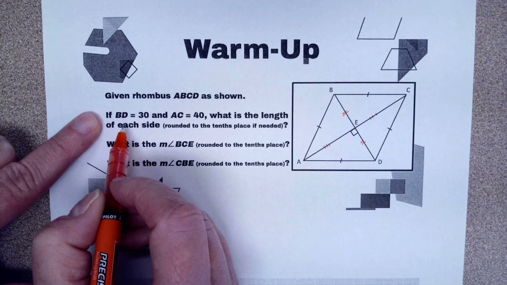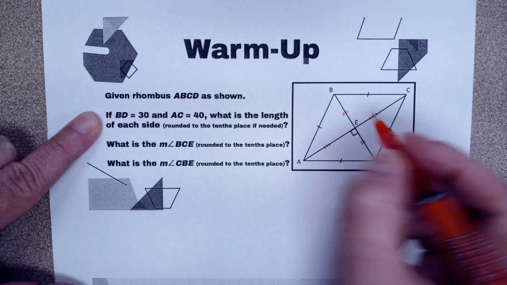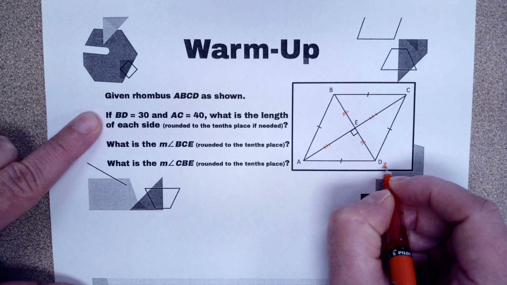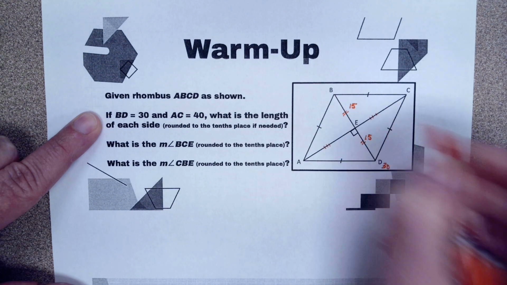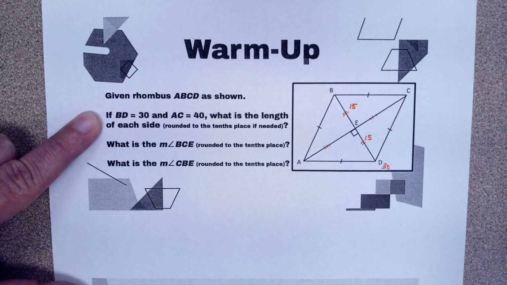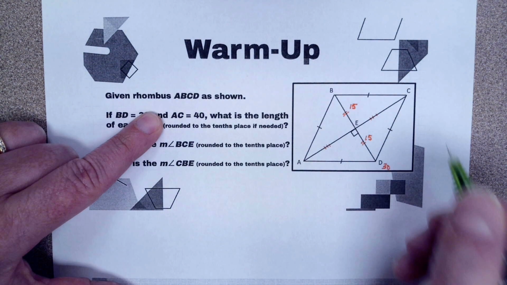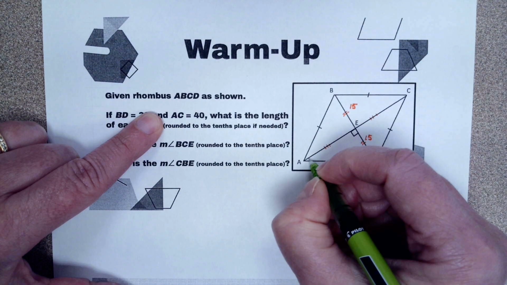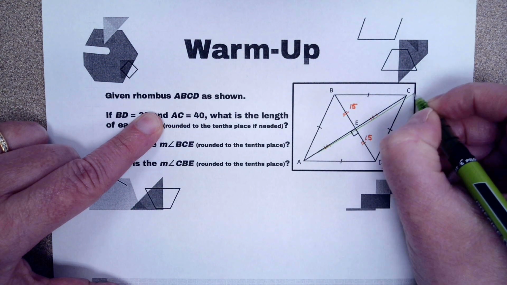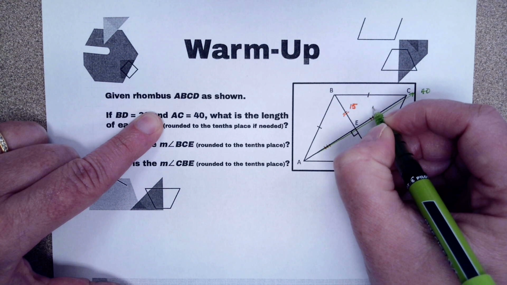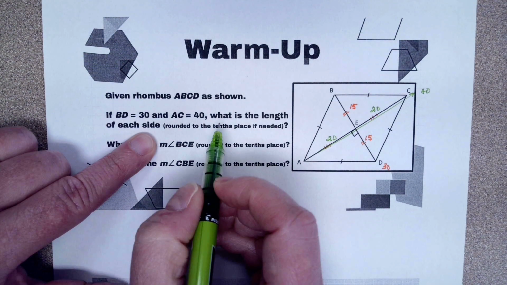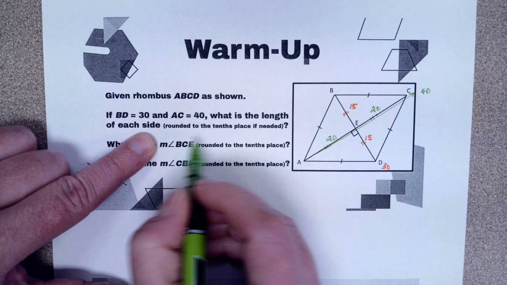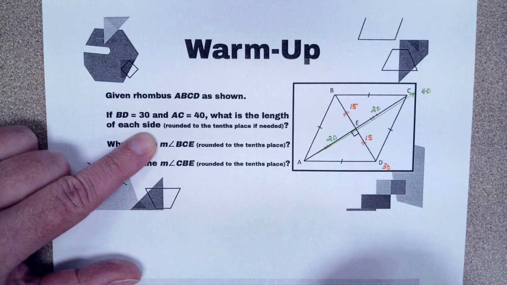All right, so this next one down tells us that B to D, the whole length, is going to be a 30, which means that each piece would be equal to a 15. And then it tells us that A to C is going to be a 40. So if my whole thing, all the way across, gets me a 40, then again, each piece is going to be a 20.